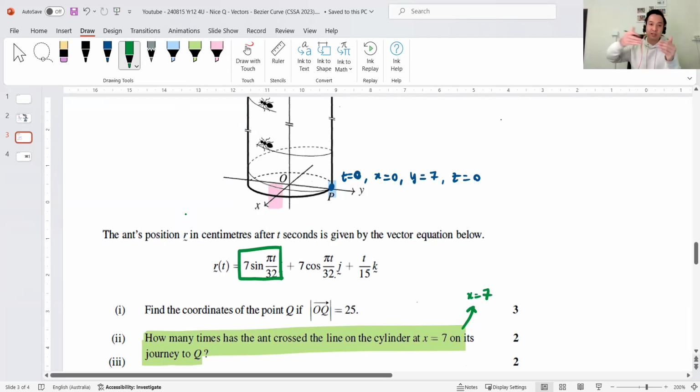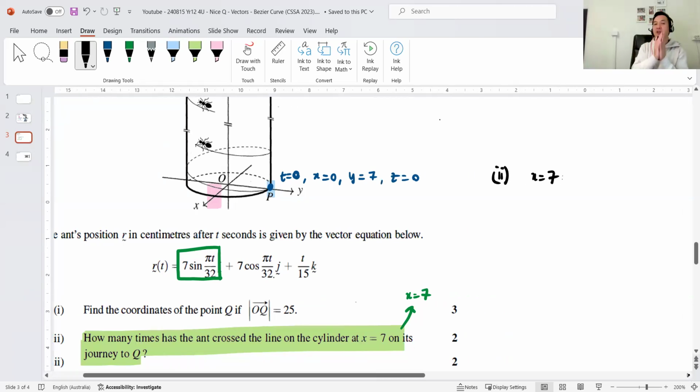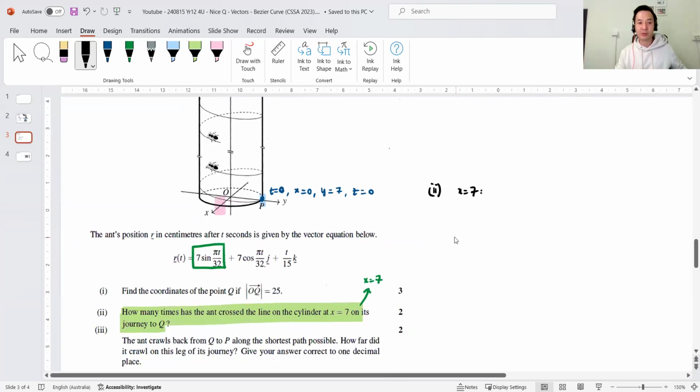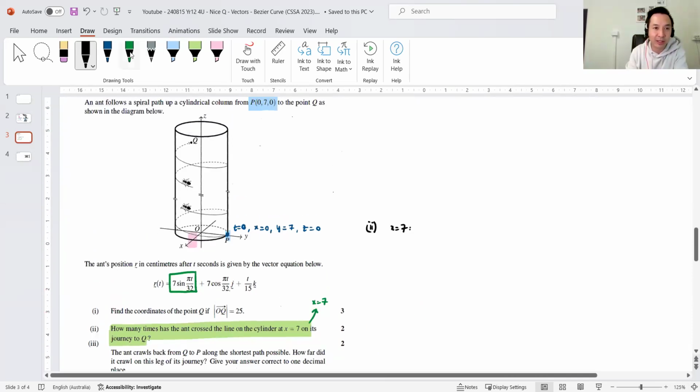Because when x equals 7, that's when the ant crosses at that node, right? So all I'm going to do for part 2 is sub in x equals 7. I'm going to find the times when x equals 7 occurs, and then the question goes, how many times has it crossed before that? I know the time it took to hit Q was t equals 360. So once I sub in x equals 7 and solve for t, I'm going to see how many of those times are less than 360, and then that's my answer. So let's have a look.